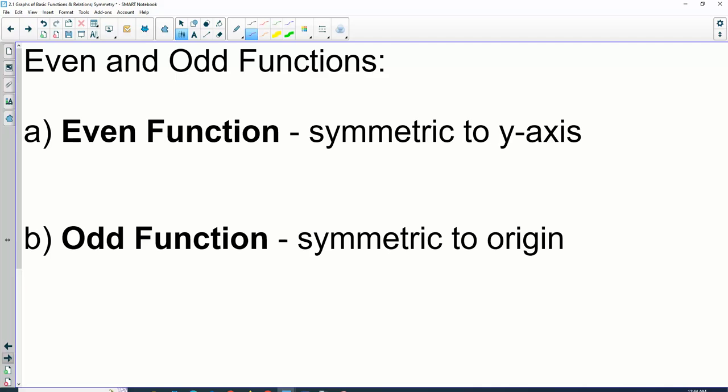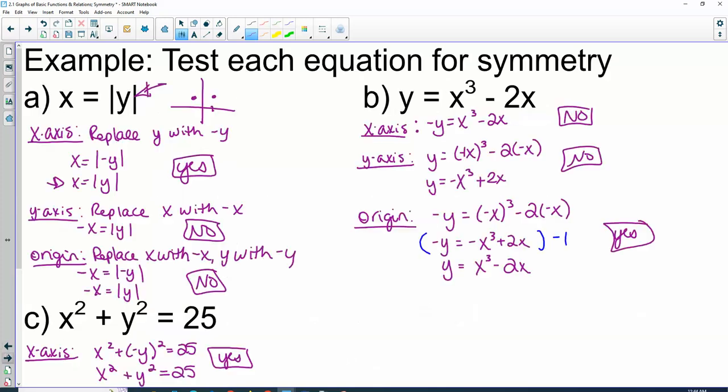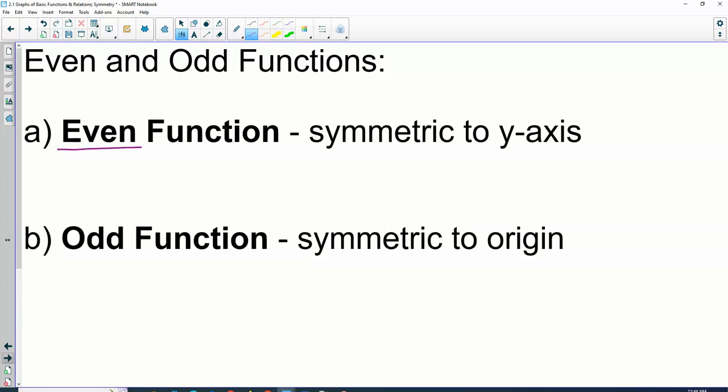So what we're doing, the symmetry, when we're talking about functions, there's terms associated with it that mean the same thing but apply specifically to functions. If we think back to our types of symmetry, if you're symmetric to the x-axis, is that a function? No, that one fails the vertical line test. So the terms involving functions are talking about the y-axis and the origin. So even is the same thing as symmetric to the y. That means if you plug in a negative x, you get the exact same answer out. So whether x is positive or negative, your answer is the same.